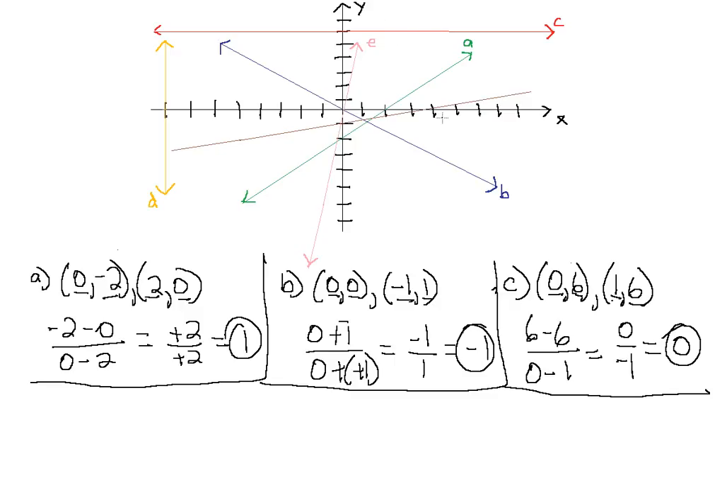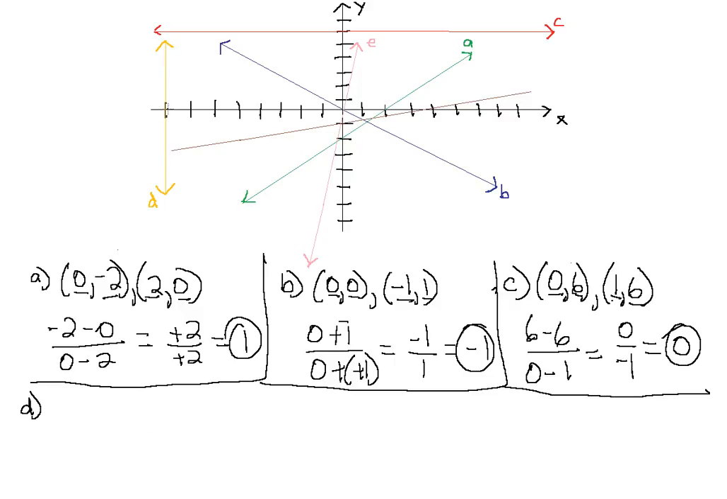Plug in 2 points that are on the line and find out if the slope is 0 or not. Let's look at D. Now D, this is a vertical line. Vertical lines give us an infinite or undefined slope, but for the sake of practice, let's just plug in 2 points into our slope formula.